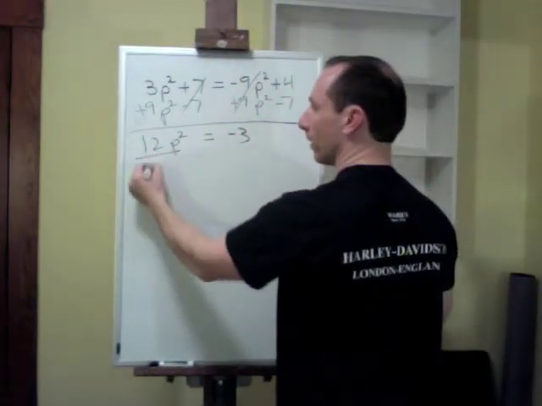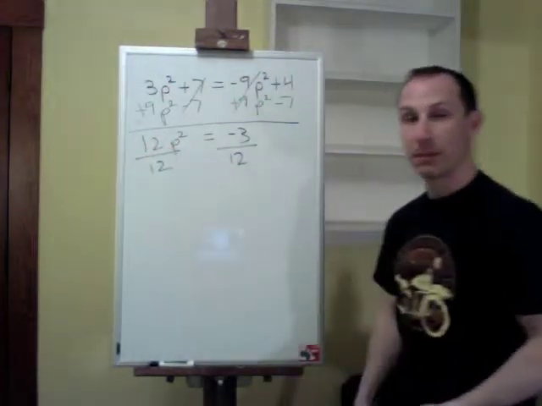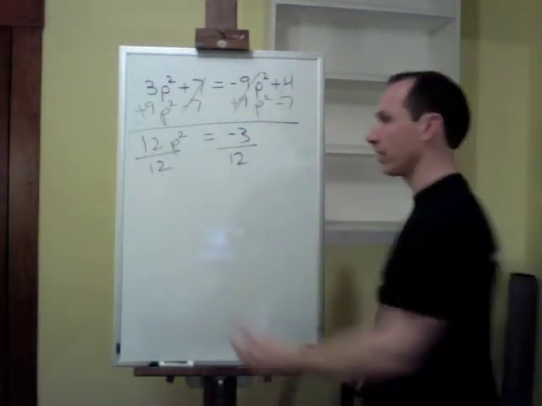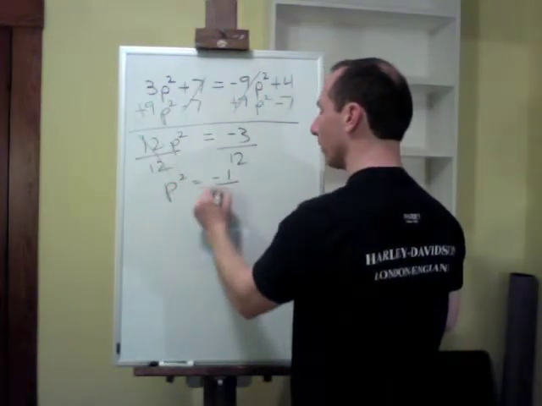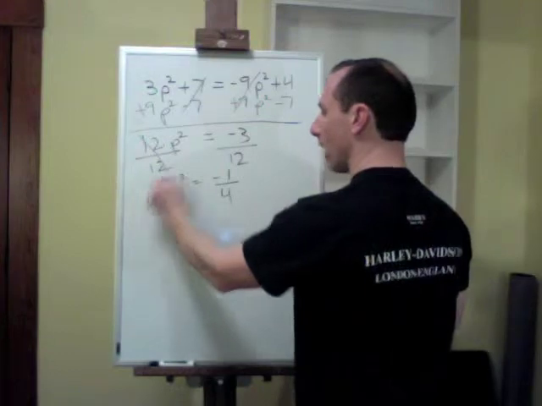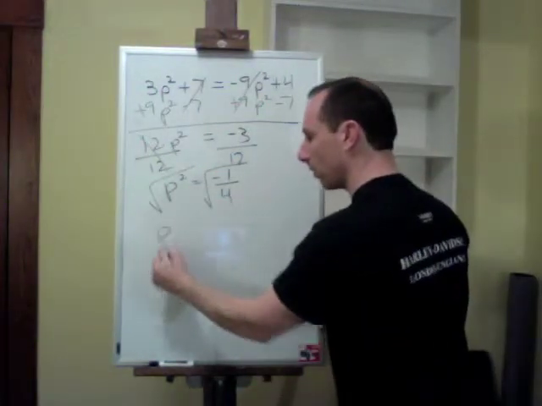and 4 and negative 7 is negative 3. I'm going to divide by 12, and I'm going to divide by 12 because 12 is attached to p squared by multiplication, sort of an algebra 1 skill. And I'm left with p squared equals negative 1/4. Not too shabby.